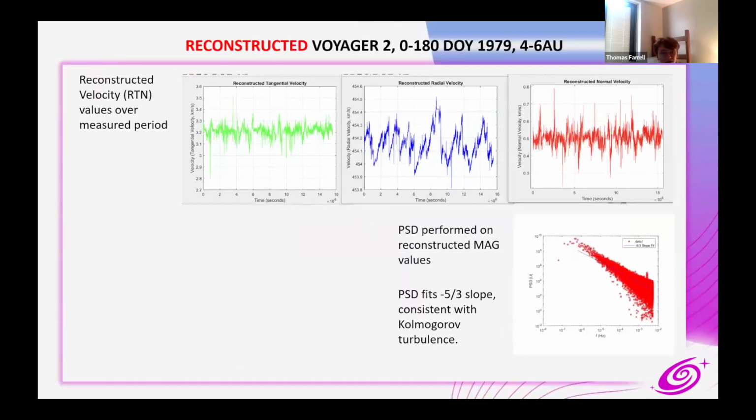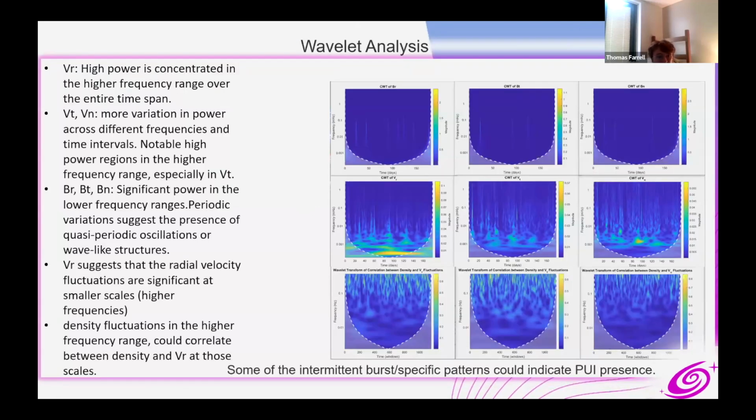And then once I did that in MATLAB, I reconstructed the velocities. And this is basically the trends. I'm sorry, I messed up the radial tangential normal. I got them in the wrong order there. But I also redid the power spectral density function on the magnitude values and saw that it fit with the negative 5/3 slope, which is the Kolmogorov turbulence, which is basically the consistent rate of cascading turbulence as it expands. And so I also performed the wavelet analysis while I was in MATLAB.